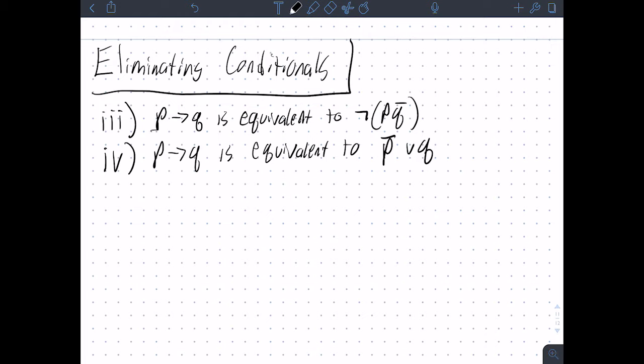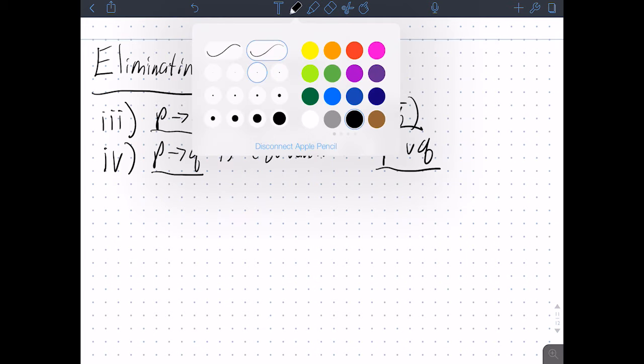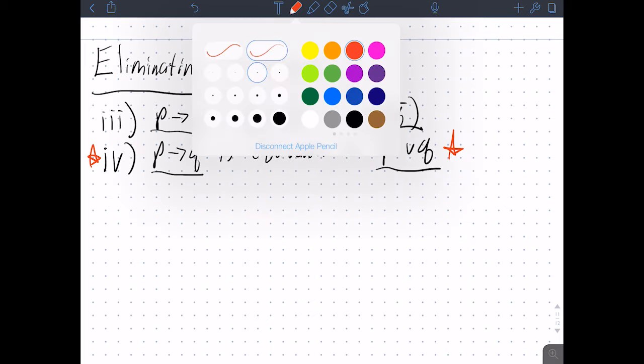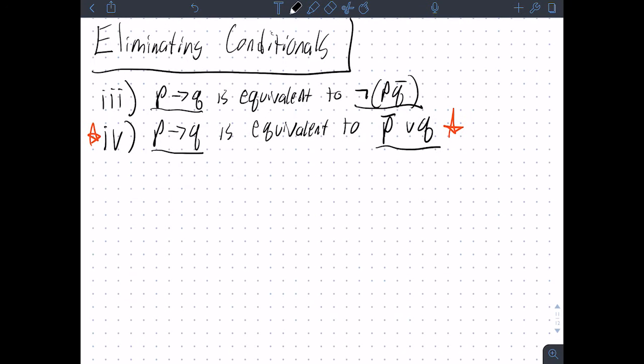The first says that if P then Q is equivalent to this. The second says that if P then Q is equivalent to not P or Q. Again, for what we're going to be doing in this class, 99% of the time you're going to use this one. And it's easy to remember, I think. Right? So just to give you an illustration, if we have P, Q, P and Q, therefore R, right, that's equivalent to this.